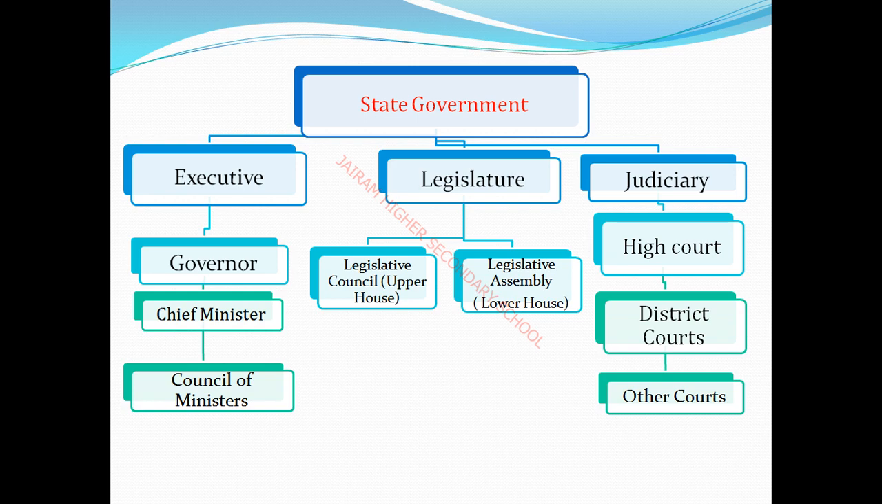Next, let us see the structure of state government, how it is formed. Under the state government, you see executive is a part, legislature is a part, and judiciary is a part. Under the executive, we have the governor, chief minister, and council of ministers who play a role as the executive. The legislature is of two types. One is legislative council, another one is legislative assembly. Legislative council is also known as the upper house. Legislative assembly is also called the lower house.